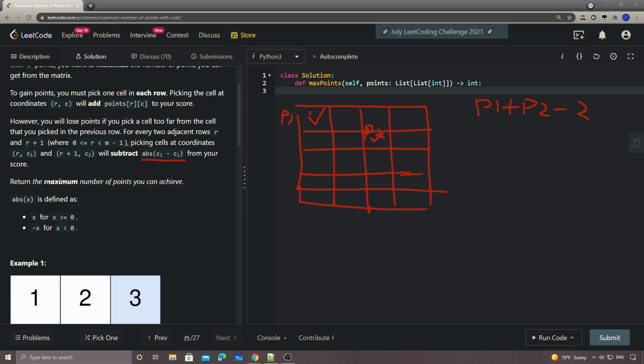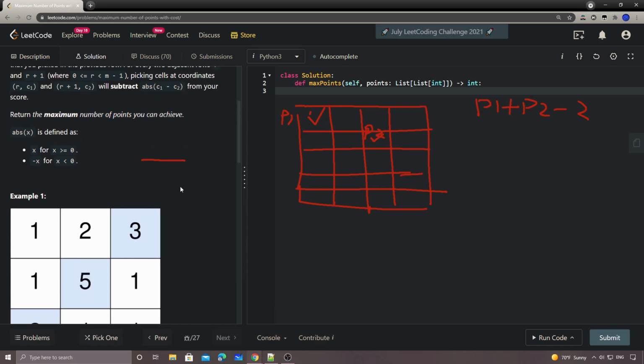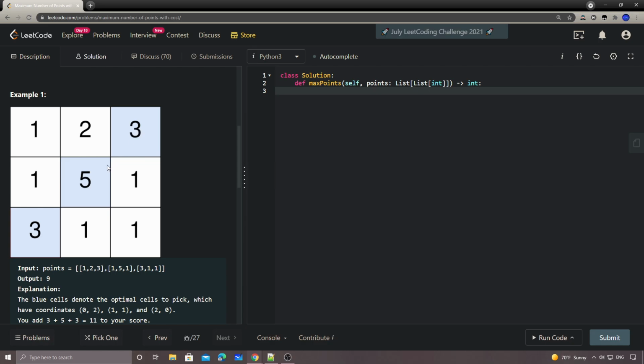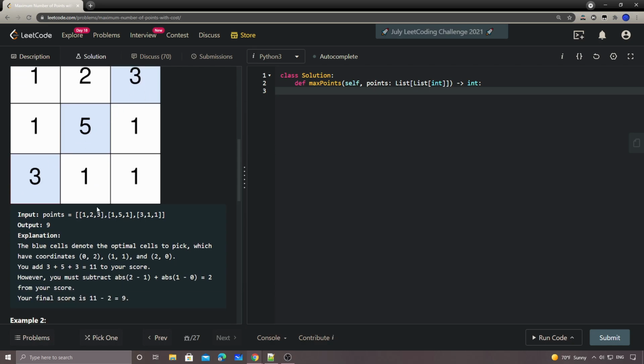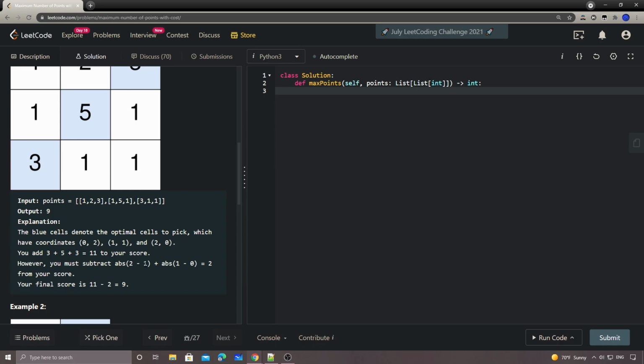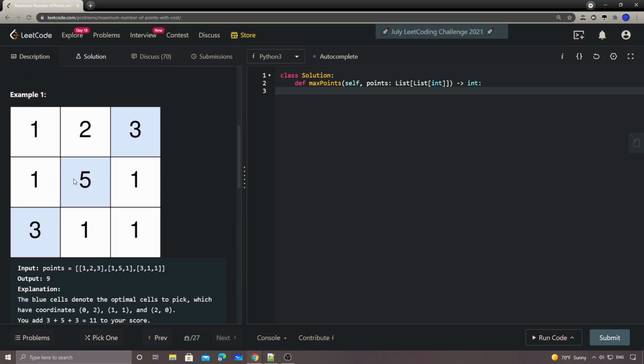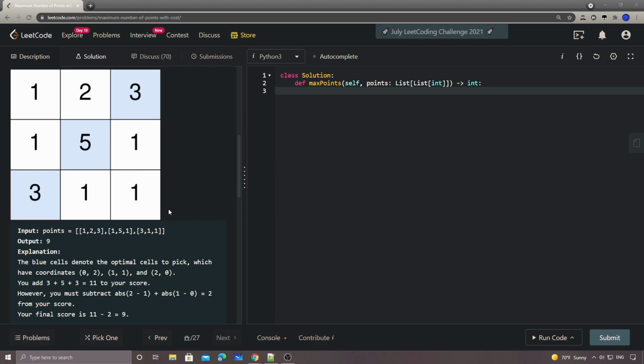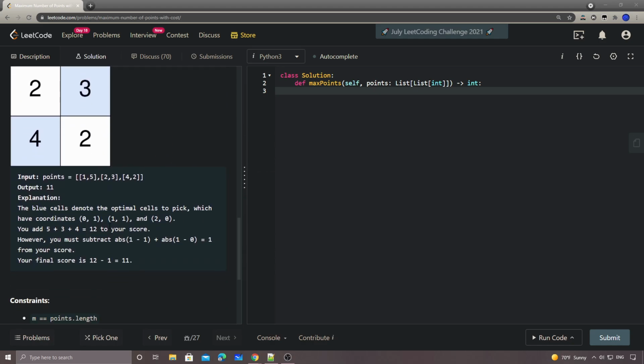And our task is to find the maximum number of points we can get. For example, we have this 3 by 3 matrix here. So the answer is 9 because 3, 5, 3, 5, 3, and the column difference between these two is 1, and between the third and second row is also 1. That's why 11 minus 2 will be 9. And here's another example.